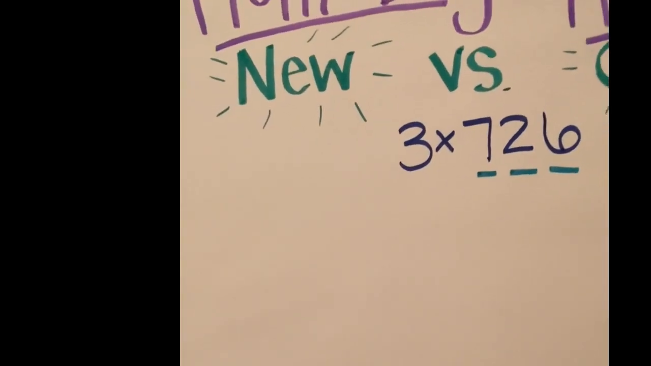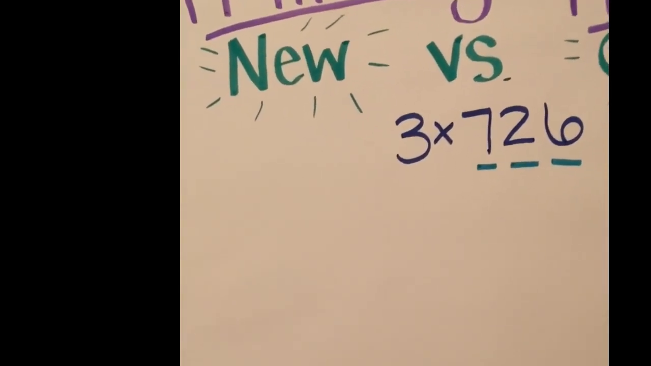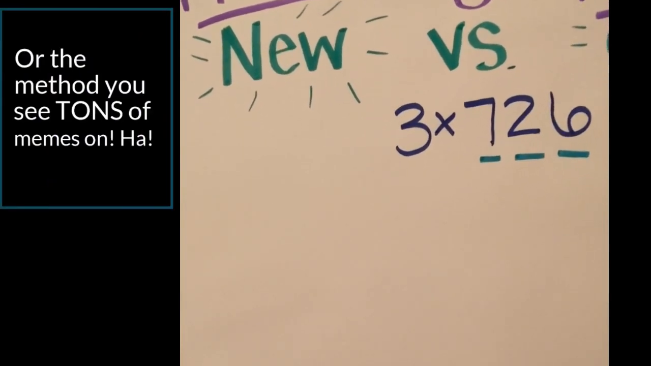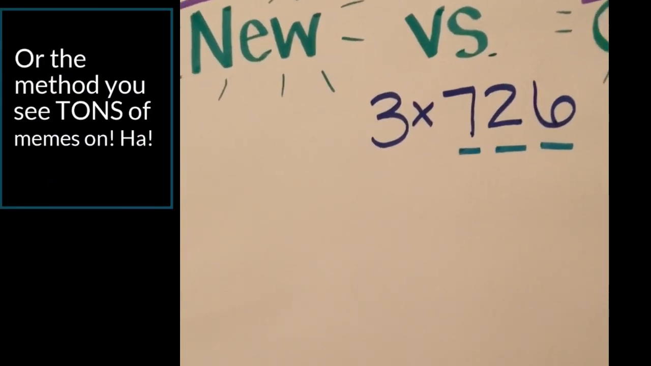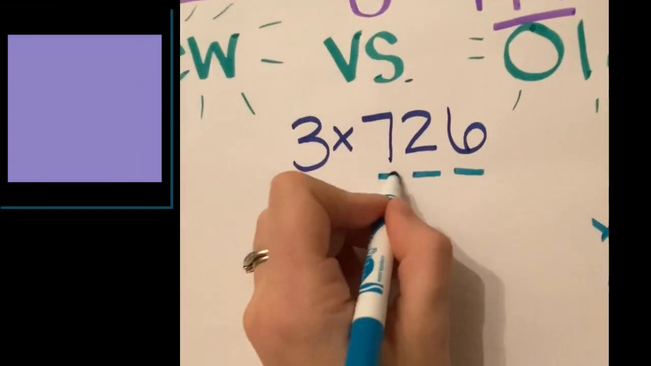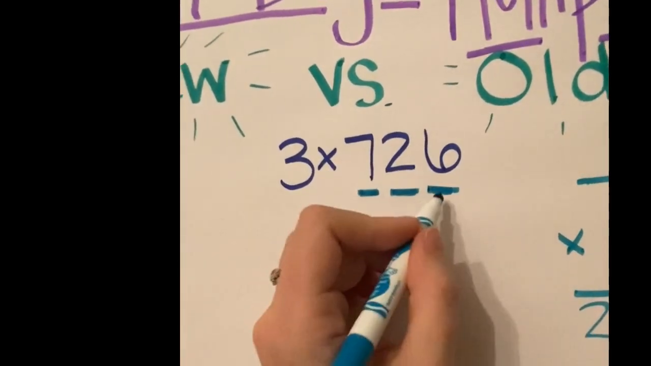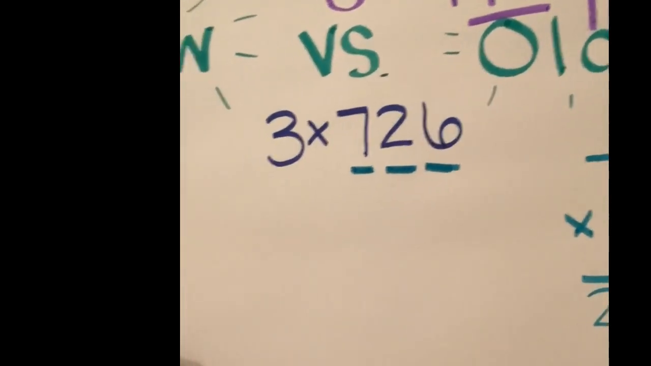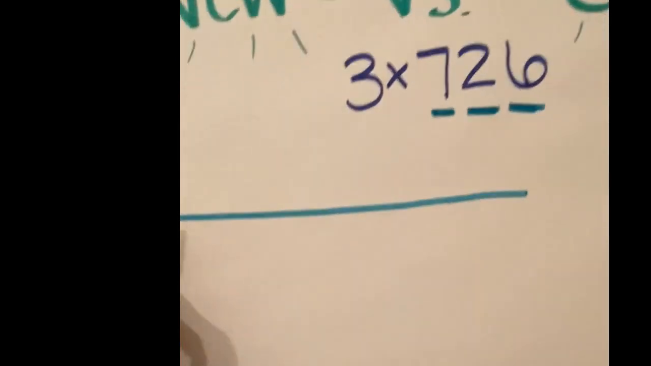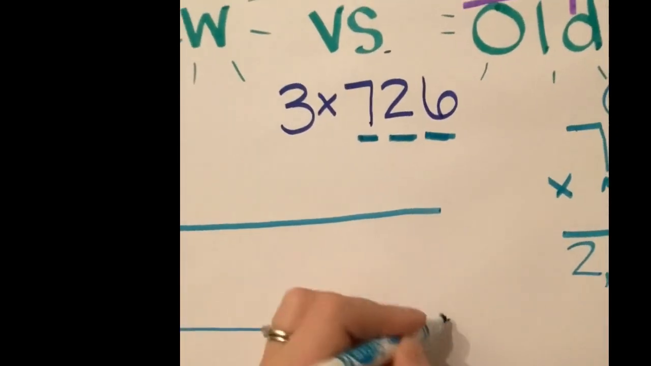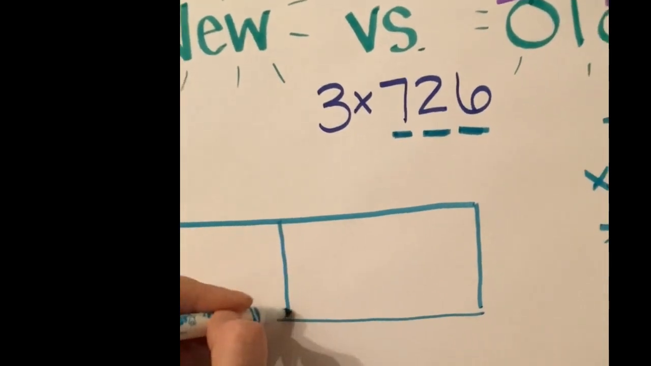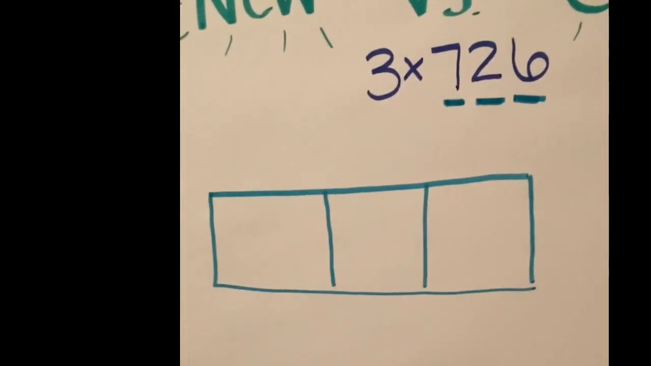So for this video, I'm going to teach and reteach how to do multi-digit multiplication. So for the new method, it's technically called an area model, or we sometimes just call it the box method. And you have to pay attention to place value to help you with it. So I've got 3 digits, so I'm going to make 3 boxes, 1 for each place value, okay?